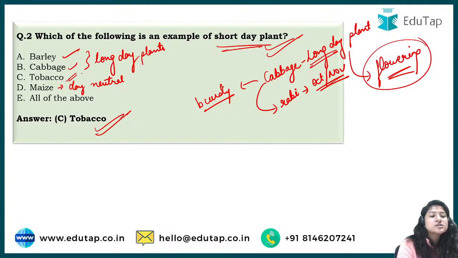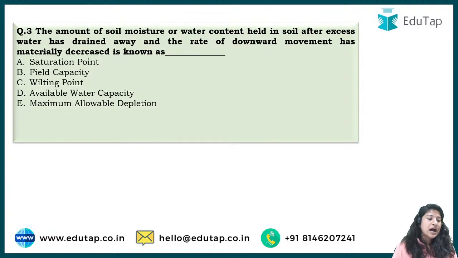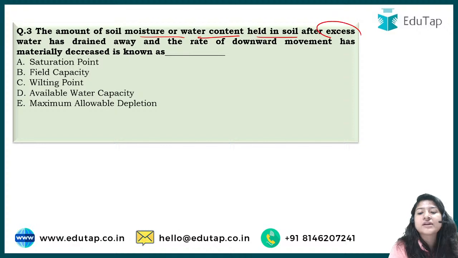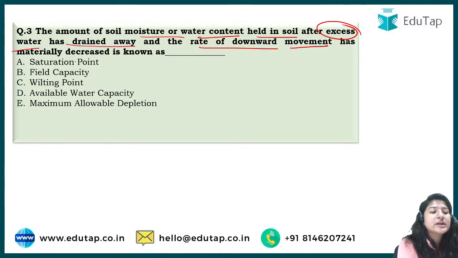Similarly, tobacco is sown during the summer, approximately in the summer season only, or in the autumn season. But when the flowering happens, at that time this particular plant requires short day, and that is why it is considered under short day plant. I hope this concept is clear to you all, and we'll move ahead with the next question, which asks the amount of soil moisture held in soil after excess water has drained away and the rate of downward movement has materially decreased is known as.